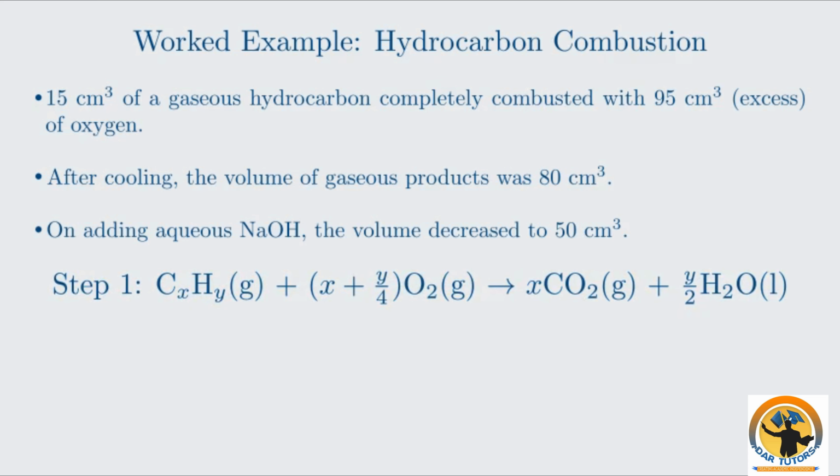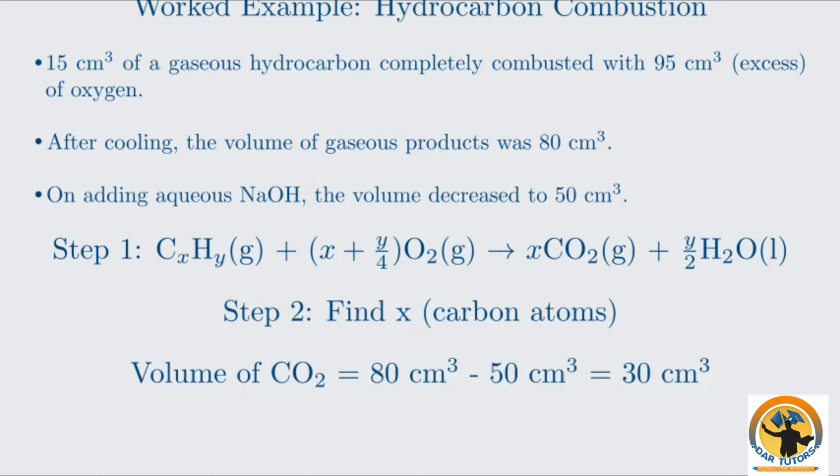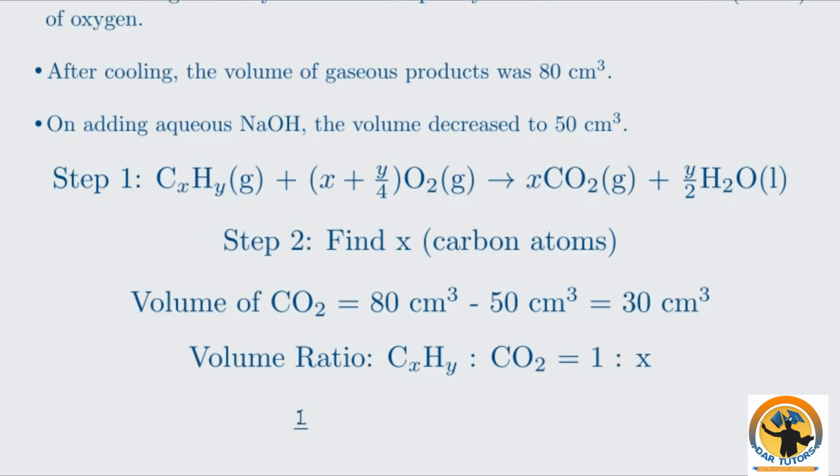Step 2. Find the value of X, the number of carbon atoms. The volume of carbon dioxide produced is equal to the decrease in volume when NaOH is added. The volume goes from 80 cm3 down to 50 cm3. The volume of CO2 is 80 minus 50, which is 30 cm3. The volume ratio of hydrocarbon to CO2 is 1 to X. So X divided by 1 is 30 divided by 15, which is 2. The value of X is 2.